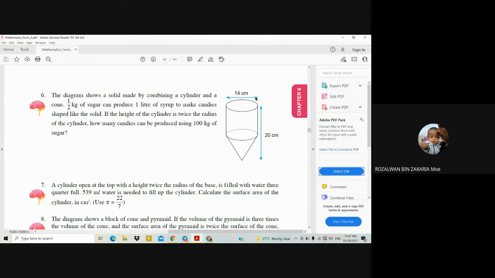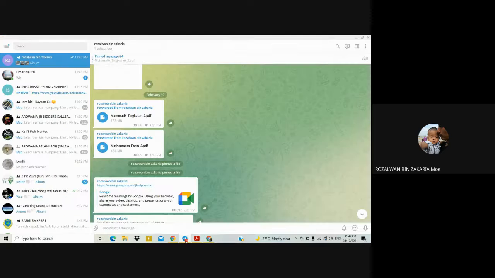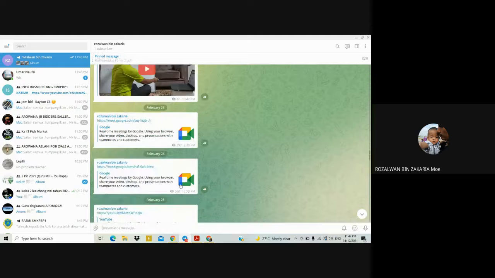This is the shape of the candies. The diameter for the cylinder and the cone is given, which is equal to 14 cm. And the height of the cylinder plus the height of the cone is given, which is equal to 20 cm. All right, now look at the solution for this one.